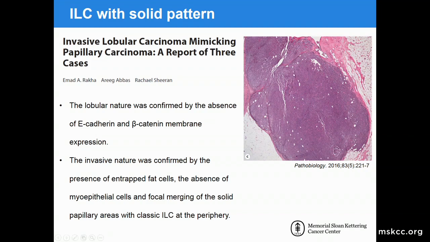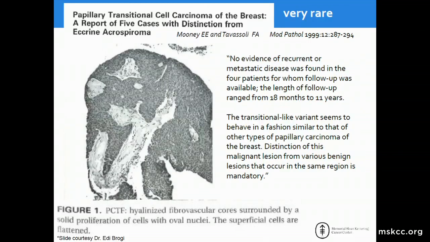The invasive nature was confirmed by the presence of entrapped fat cells, the absence of myoepithelial cells, and focal merging of the solid papillary areas with classic ILC at the periphery. And then this is very rare, but it has been reported in the literature, this papillary transitional cell carcinoma of the breast, or invasive carcinoma of the breast with this urothelial differentiation. So in this report from 1999, you can see the picture here, they describe these hyalinized fibrovascular cores surrounded by a solid proliferation of cells with oval nuclei, and the superficial cells are flattened.